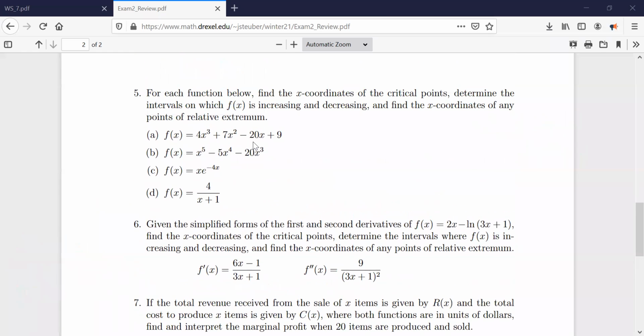So for each function below, find the x-coordinates of the critical points and determine the intervals on which f of x is increasing and decreasing. Find the x-coordinates of any points of relative extrema.